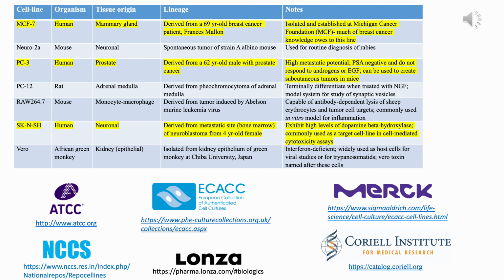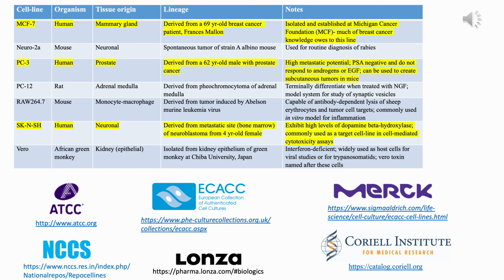Then there are cancer cells, for example, directly derived from patient cancers. MCF7 is derived from a 69-year-old breast cancer patient, Frances Mallon, from whom we got the MCF7 cell lines. MCF stands for Michigan Cancer Foundation, where it had been isolated and established. Our knowledge of breast cancer, in fact, comes much from this cell line.